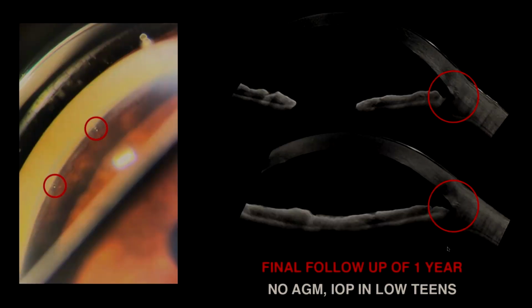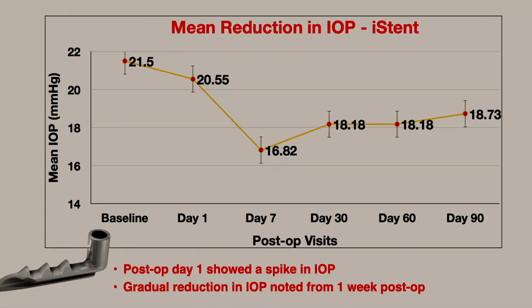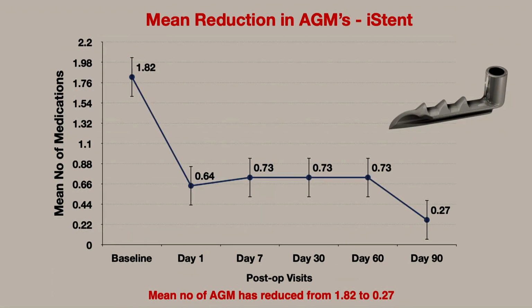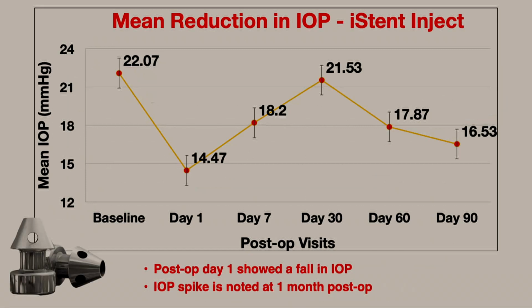So the data of ours is coming, and it is very promising. Saiban and myself are going to publish it in the Journal of Glaucoma. It's a multicentric study, and 91% of the patients are medication free, and the drop in IOP is 1.8 to 0.27.